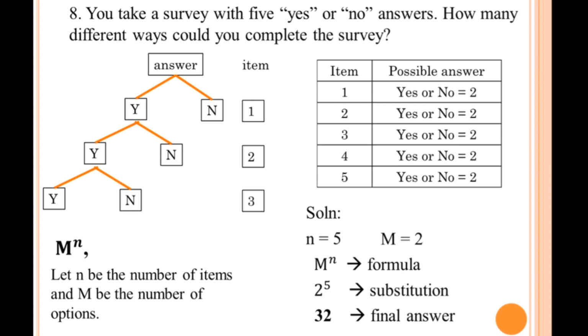So meaning to say, if the problem needs to know the number of different ways that you could complete the survey, you're going to use this formula, even in multiple choice. Example, if we have 3 items and each item has 4 options, you're going to solve it as 4 to the power of 3. 4 times 4 times 4 is 64. Okay, so that is how M to the power of n works.